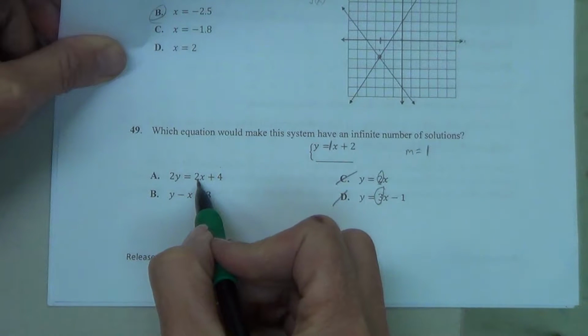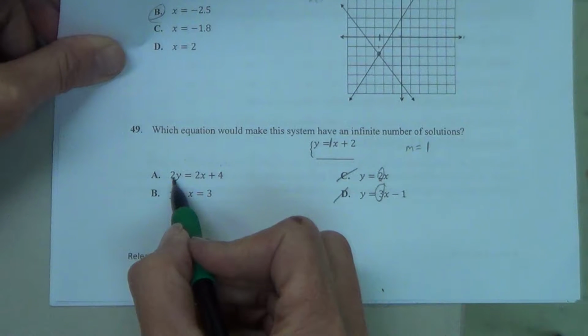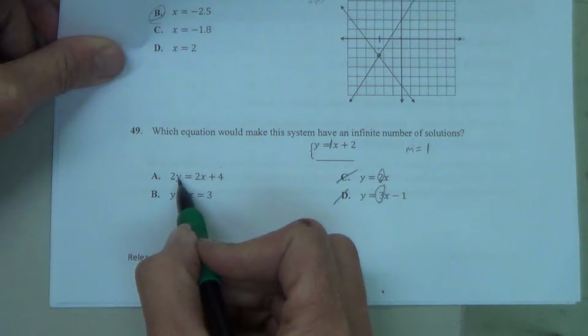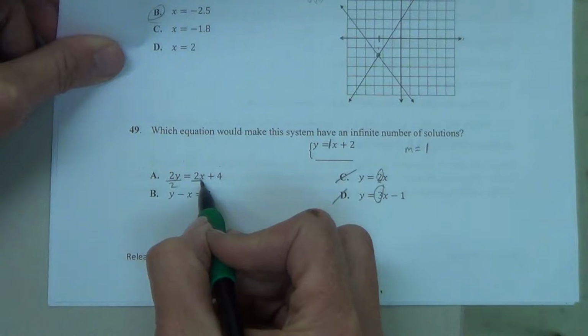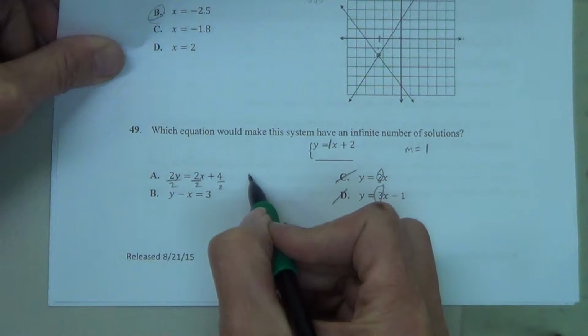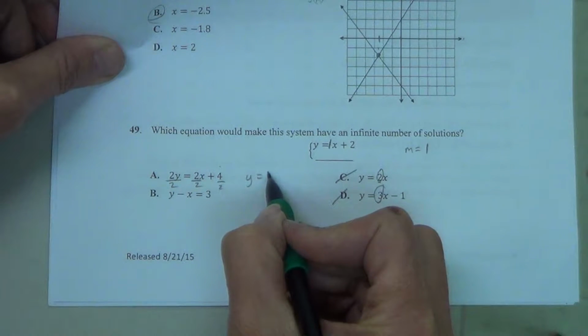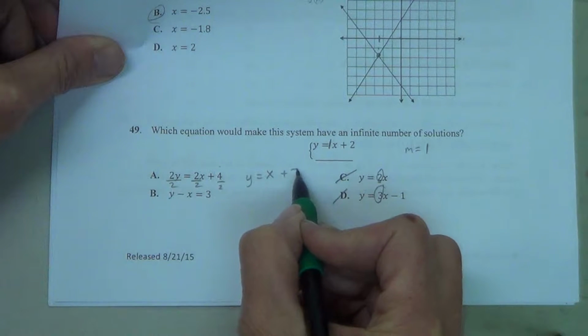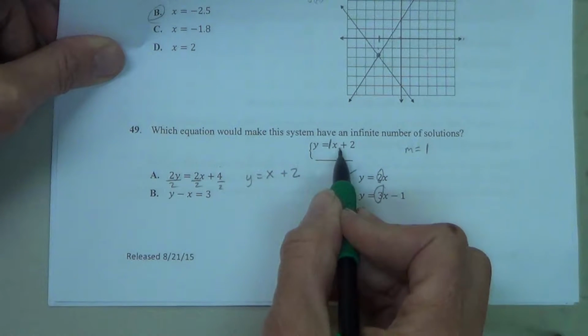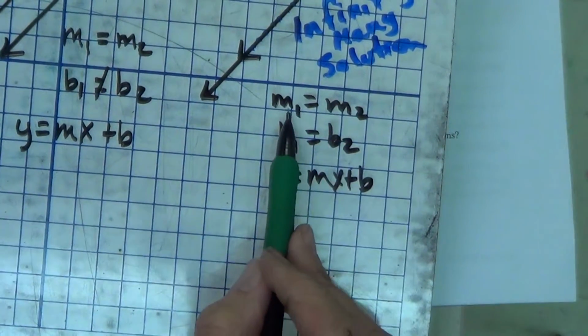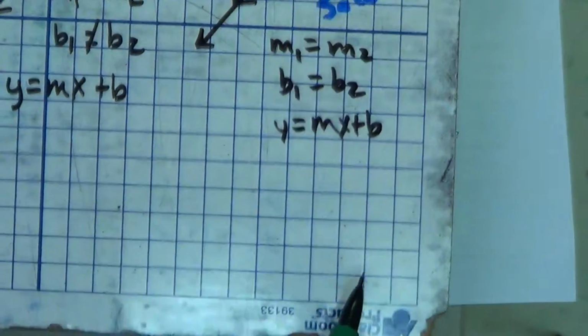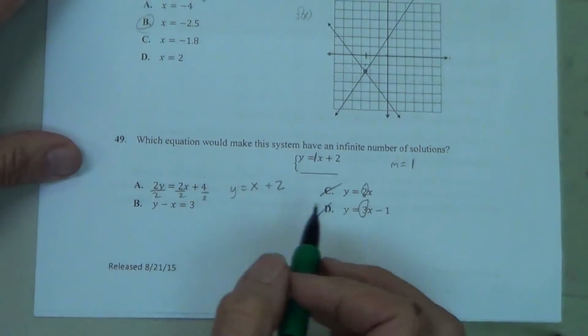This one has a slope of 2, it looks like, but do you notice how this does not have the y alone? We need to get the y alone, so divide by 2. That would become y equals x plus 2. That ends up being exactly the same. So what we just said in our notes is that infinite solutions would have the same slope, same y-intercept. So we know that A is our answer.